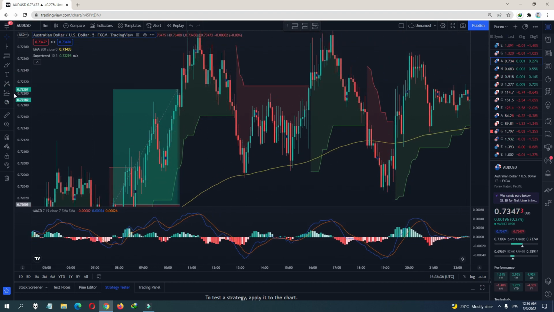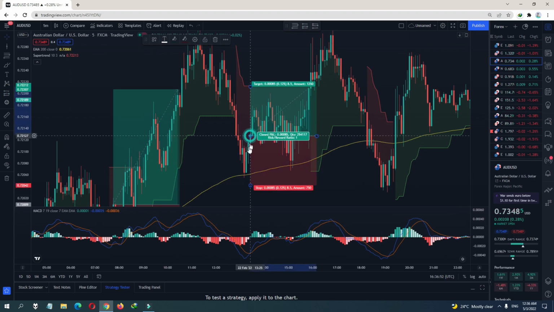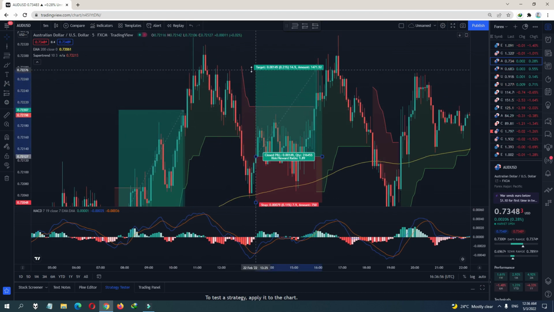So okay, we have another signal here. So the super trend is red, and the price is still above the 200 EMA. And then you have a cross up from below the zero line. Okay, so the stop loss is maybe right there. So you can target 1 to 2.